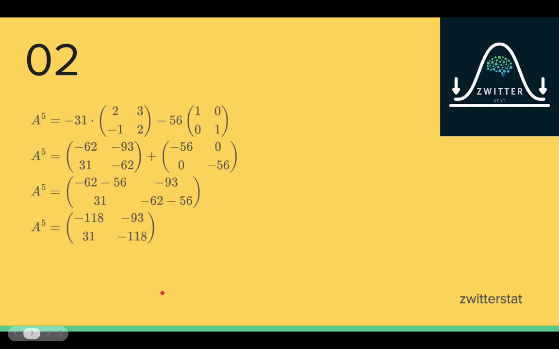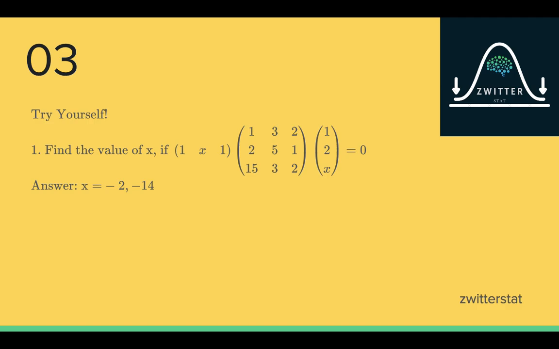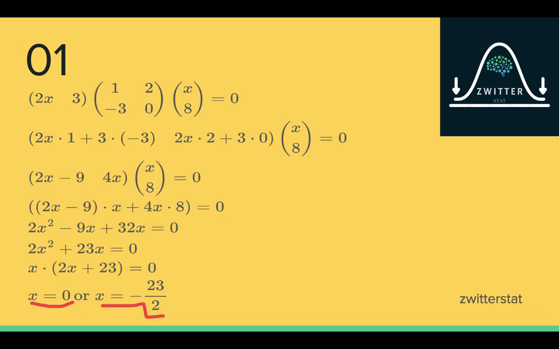So now here is a try yourself question. You have to find the value of x for the given matrix multiplication. Here is a 3 cross 3 matrix and you have to find the value of x. I have given you the answer that x equals minus 2 and minus 14, but you have to try it yourself by using an approach just like we have done in the first question, right?